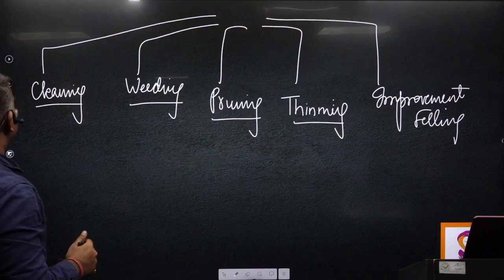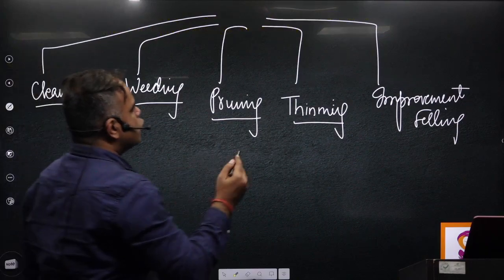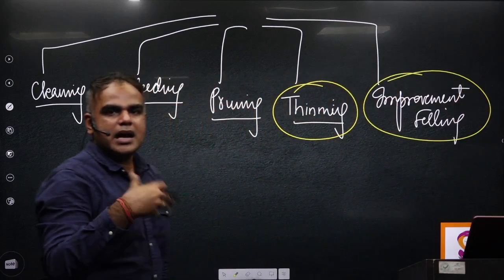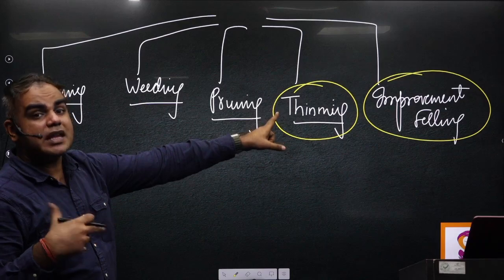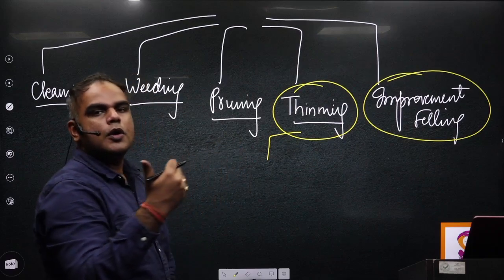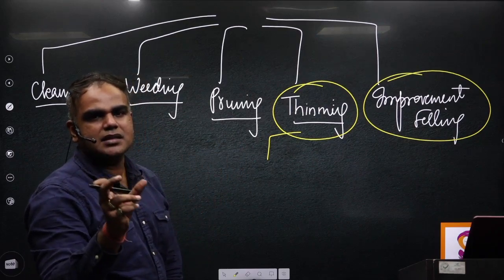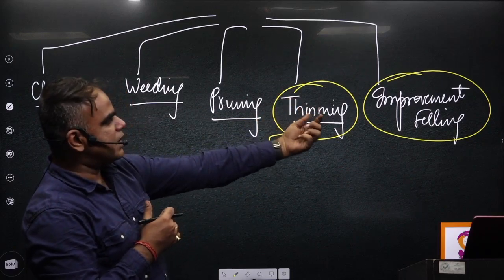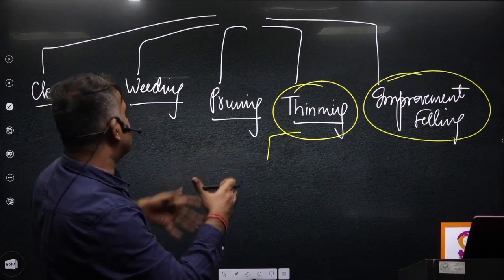Now within this more questions have come on these two. By the way, these two we've already covered here, okay. Again, I would encourage you to read more about different types of thinning operations, okay. For example, we had seen thinning from above, thinning from below, mechanical thinning, free thinning. Again, there are different names to it, etc. We can read about it. For improvement felling also we've seen, but again you get the basic idea.